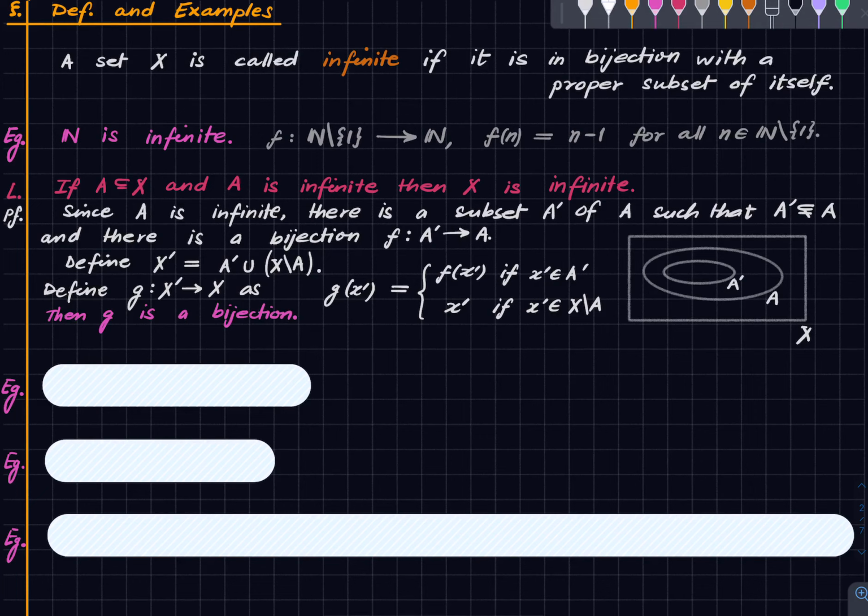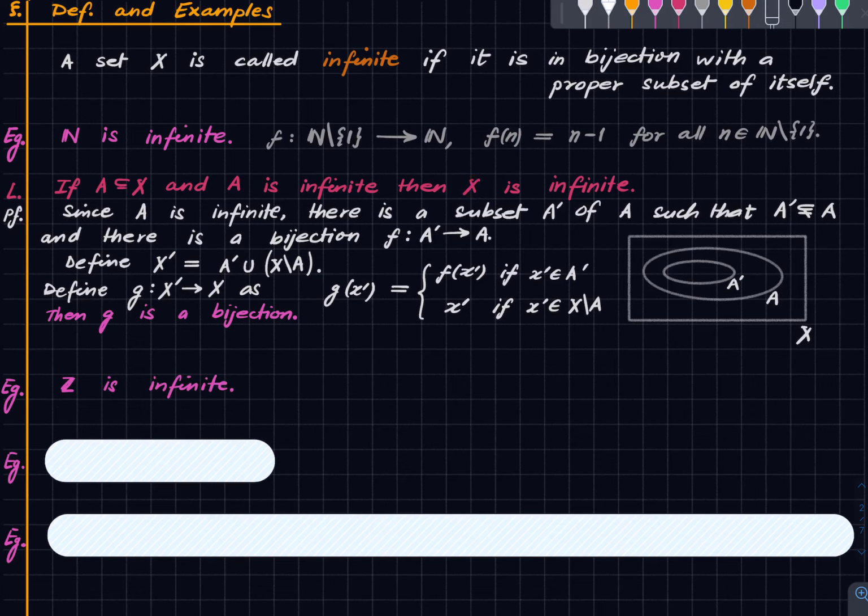And one more comment, X prime is a proper subset of X because A prime is a proper subset of A. Right? So that's it. So this shows that if some set X contains an infinite set, then the set X itself is infinite. Okay.